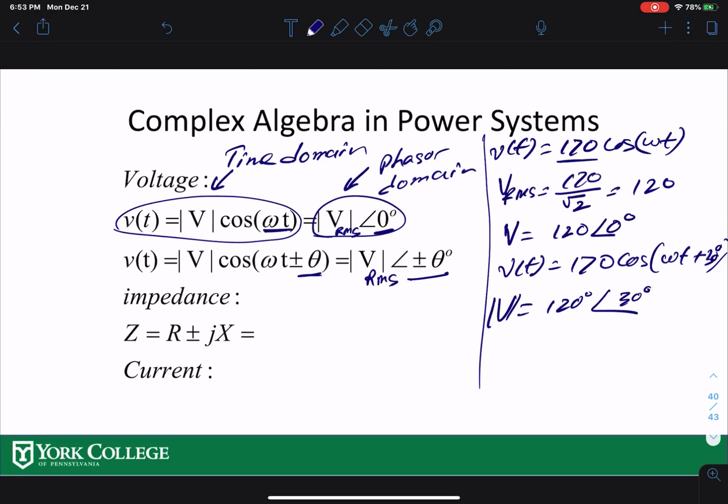So if you want to go back to the time domain again, you have to make this 120 times square root of 2, that will be 170. Then if you know the frequency, that's omega t here, plus 30, right?